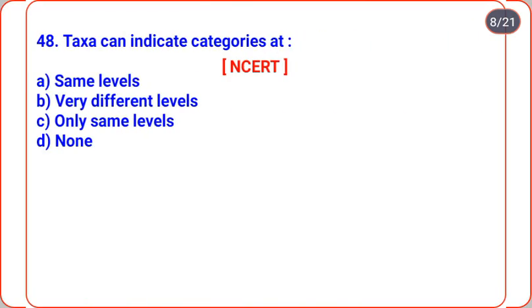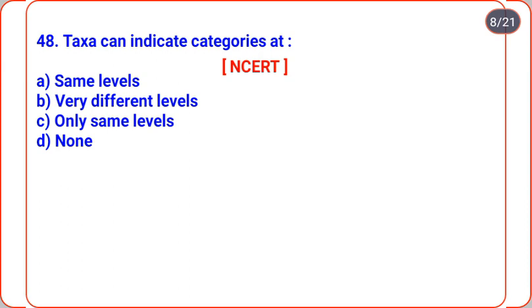Okay, next. Question number 48. Taxa can indicate categories at: option A, same level; option B, very different levels; option C, only same levels; option D, none of this. We repeat, taxa can indicate categories at: option A, same levels; option B, very different levels; option C, only same levels; option D, none.